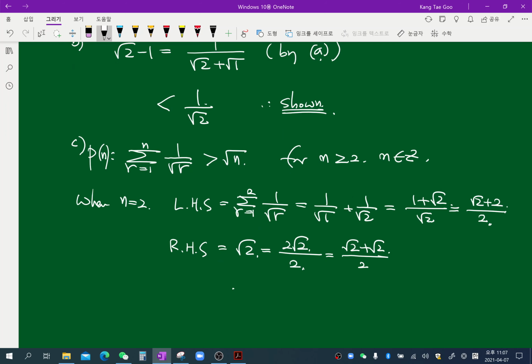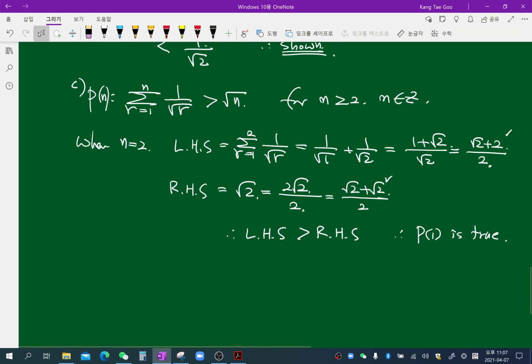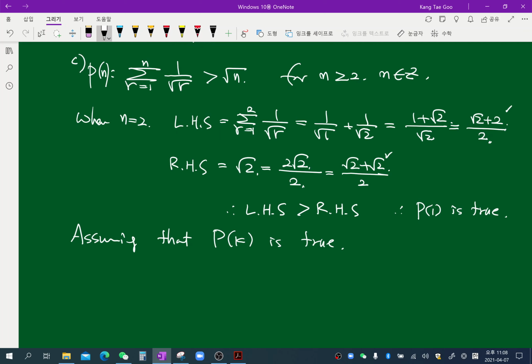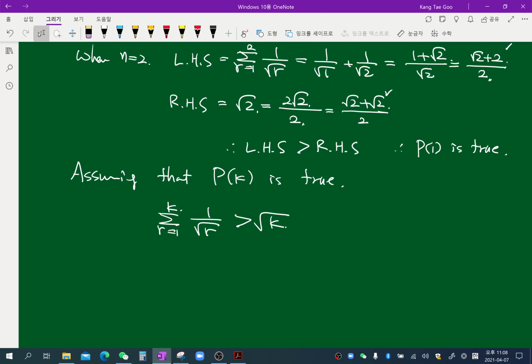So that your left hand side is bigger than your right hand side, because 2 is bigger than your square root 2. All the rest is the same, right? So that is proven. Then assuming that Pk is true, what is that? Sigma r from 1 to k of 1 over square root of r is bigger than square root of k. That's Pk, right? Statement Pk, that is true.